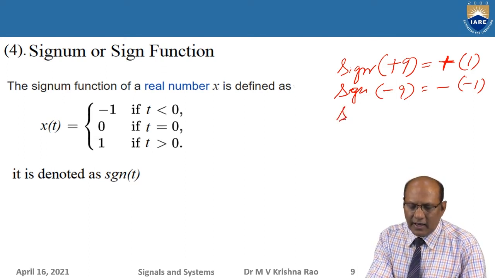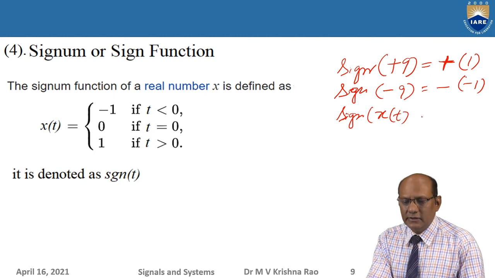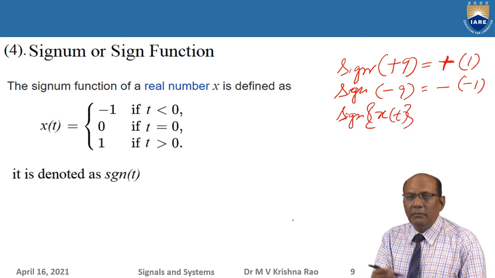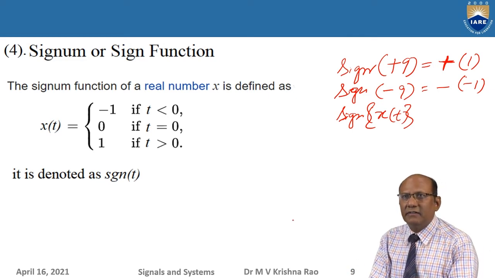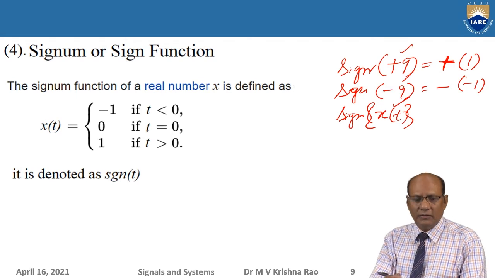In the same way, I can say sine of x of t. I can also write like this: sine of x of t, sine of minus x of t. So like that I can write. Okay, these are scalar values. This is the function basically. So the same thing is applicable.